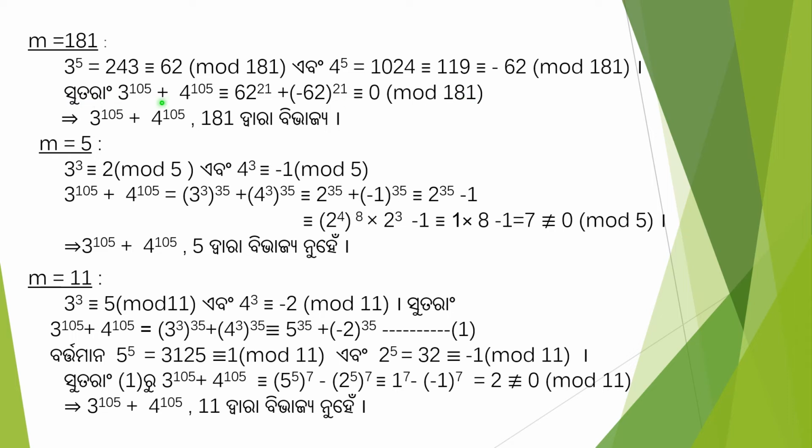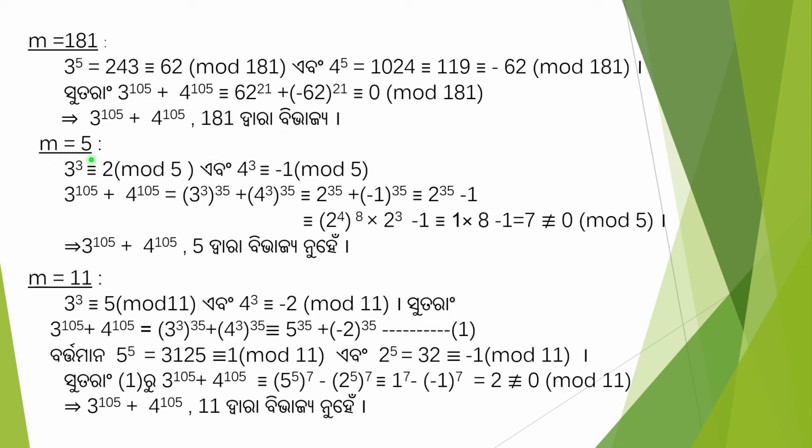Therefore 3 to the power 105 plus 4 to the power 105 is congruent to 62 to the power 21 plus (minus 62) to the power 21, that is congruent to 0, because 21 is an odd number, so 62 to the power 21 plus (minus 62 to the power 21) is equal to 0. So we find that 3 to the power 105 plus 4 to the power 105 is divisible by 181.